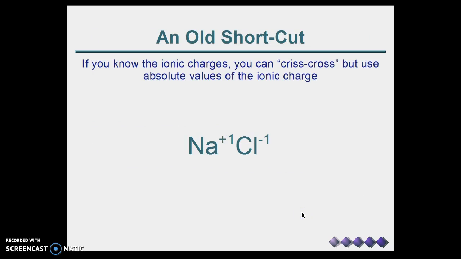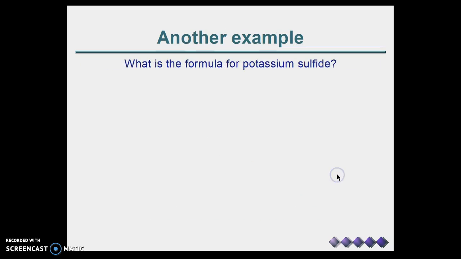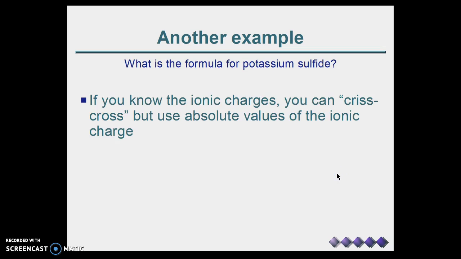Now there's an old shortcut we call the crisscross rule. If we use the absolute values of the ionic charge, we can put the metal charge down here and the nonmetal charge down here after changing the sign. And so we have NaCl, which of course we don't write the ones. So let's look at potassium sulfide. We already know the answer. Again, we crisscross using absolute values of the charges. Potassium +1, sulfur -2. We crisscross and get K2S1 or K2S.